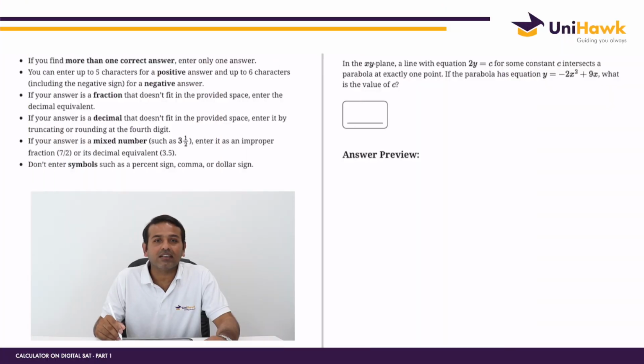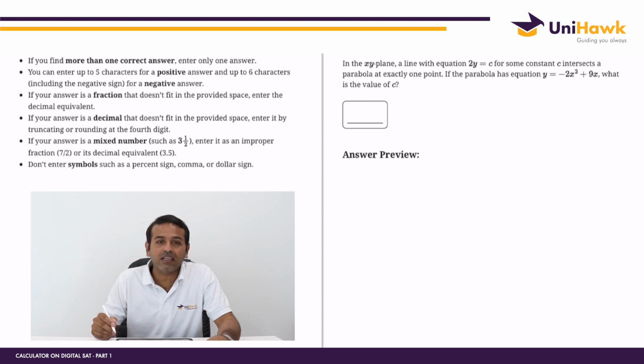A digital calculator can help us find out many things like mean, median, standard deviation, range, minimum value, maximum value, and so on. Let's see how the calculator can help us solve this question. Take a moment to read the question.